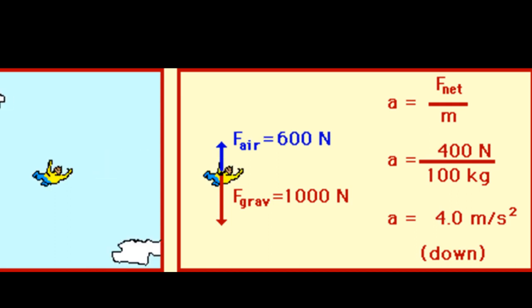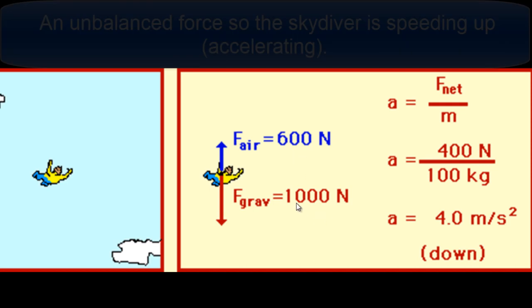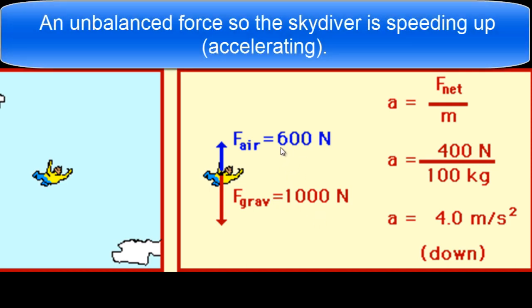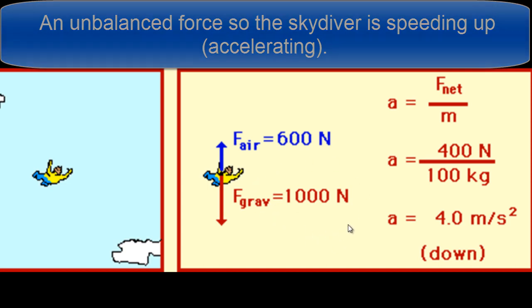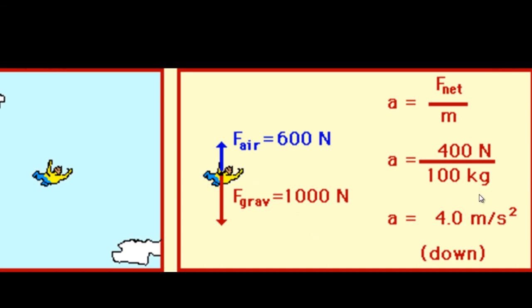Now he's fallen a little bit farther. Look at the net force. The net force is 400 newtons. Why? Because he's plowing through more air here, and he still has the same weight. So the drag, or the air resistance, is 600 newtons upward. The downward force is 1,000 newtons down, and so the net force is 400 newtons. Take 400 newtons, divide by 100 kilograms, you get an acceleration of positive 4 meters per second squared downward.